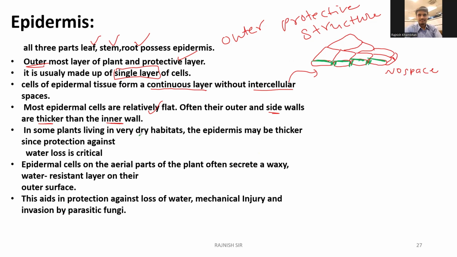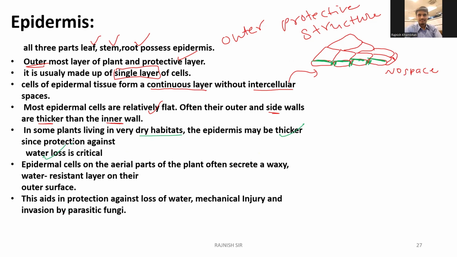In some plants living in very dry habitat, when the plants are living in such habitat like dry habitat, their epidermis will be thicker so that they can stop the water loss. Okay, just imagine the plants which are living in xerophytic condition, they do not get water and they are losing water. What will happen? They are going to die.